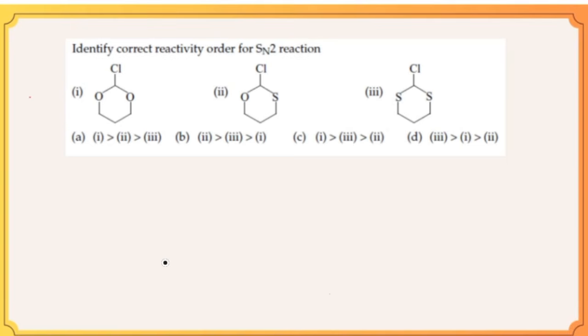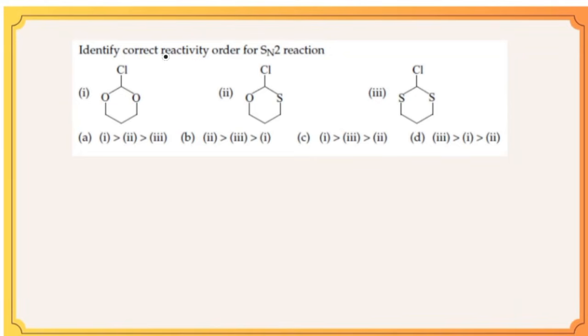So let's get started. The first question is based on the order of reactivity for SN2 reaction. The given molecules have some similarity in the structure. The difference is the reactive carbon is attached to oxygens here, oxygen and sulfur, sulfur and sulfur. Whenever we have a SN2 reaction, we always go by the steric hindrance. The molecule which is less sterically hindered will undergo SN2 reaction faster as it is one-step reaction.